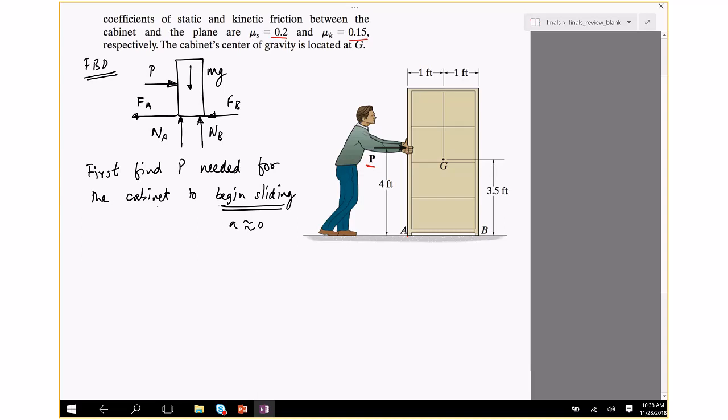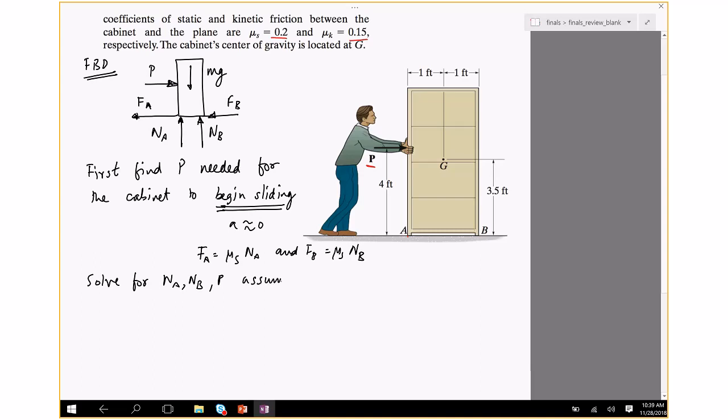Okay, so in this case, friction at A equals mu s times NA, and friction at B is mu s times NB. Those are the forces we'll use. So what I'm going to do is try to solve for NA, NB, and P. I'll make it clear what it means to slide and what it means to tip after I solve for NA, NB, and P.